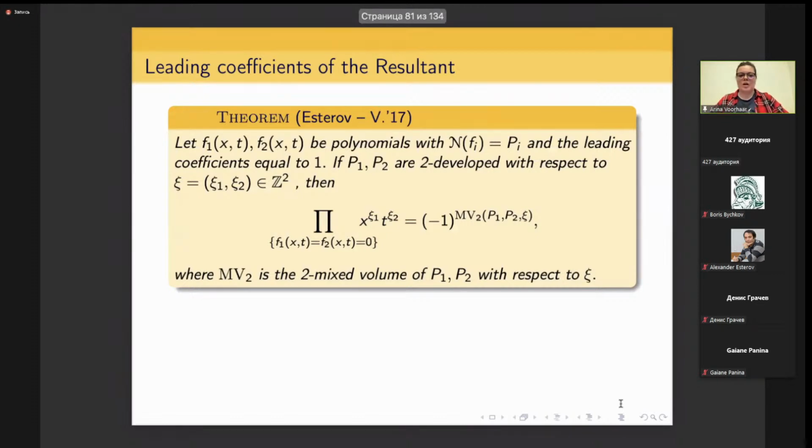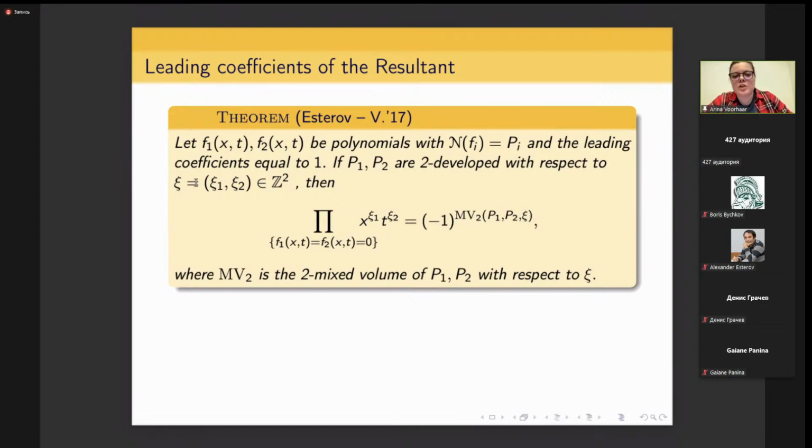Yes, and actually, this explicit expression, which unfortunately I probably won't be able to talk about in a lot of detail due to the time restrictions, can be computed using the multivariate Vieta formula that we have proved together with Alexander Esterov. So the idea is as follows. We look at a slightly more general question. Suppose we have a system of two polynomial equations in two variables with given Newton polytopes and with an extra condition that the coefficients corresponding to the vertices of those Newton polytopes are equal to 1.